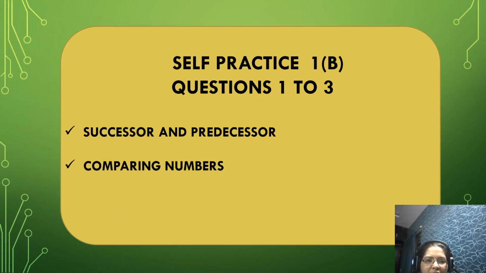We have solved Self Practice 1A. The first exercise we have solved, now we have to solve the second exercise. We have to solve Self Practice 1B, questions 1 to 3, and the topics are successor and predecessor. Successor is the next number and predecessor is the before number, after and before, and comparing numbers. We have to compare the numbers.